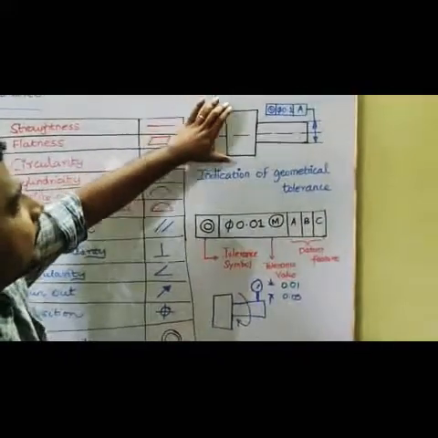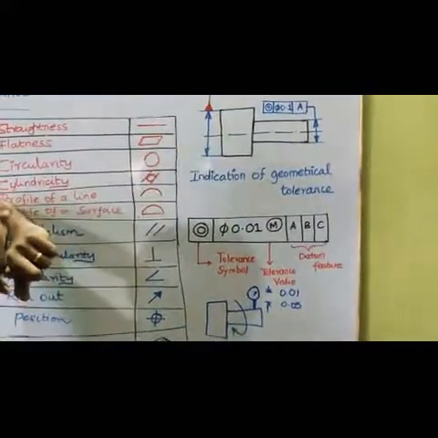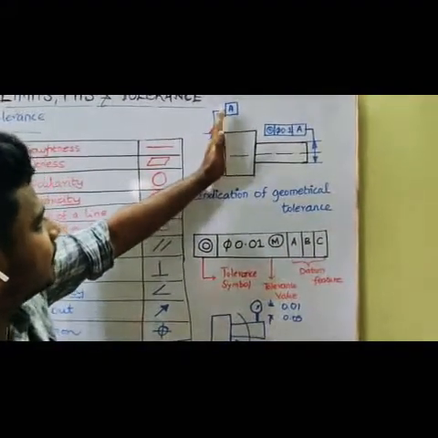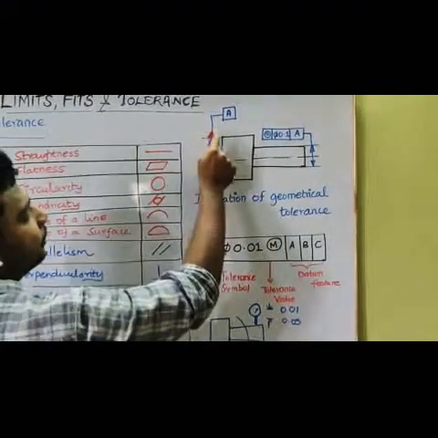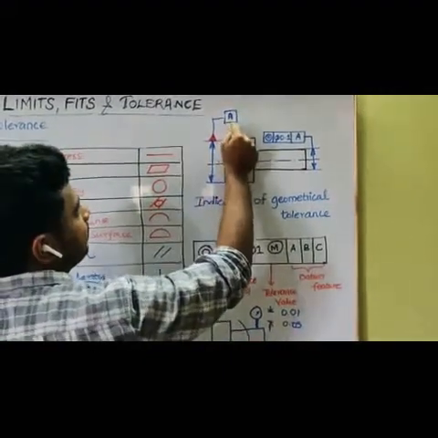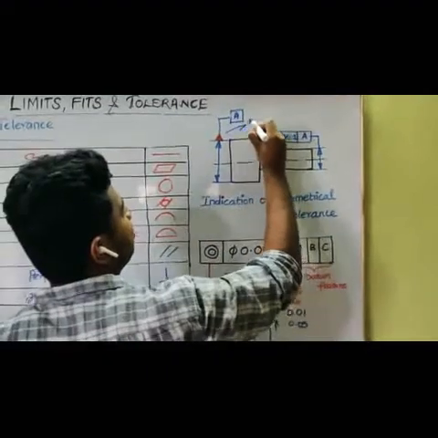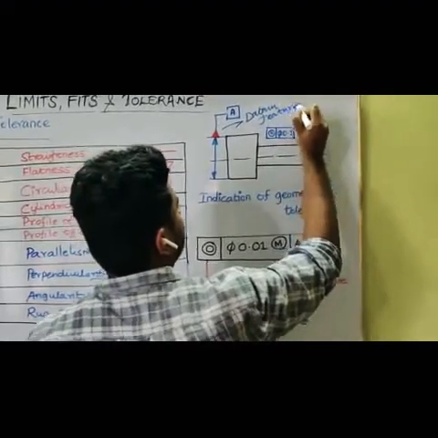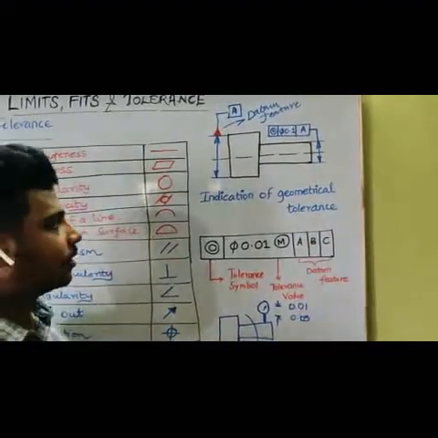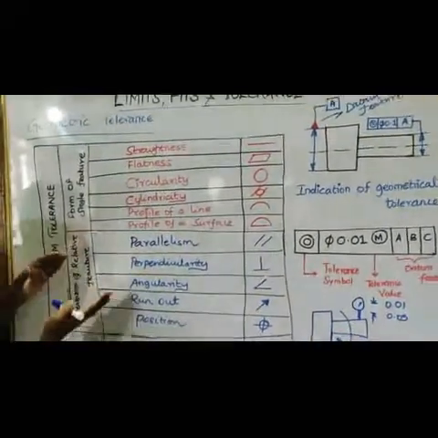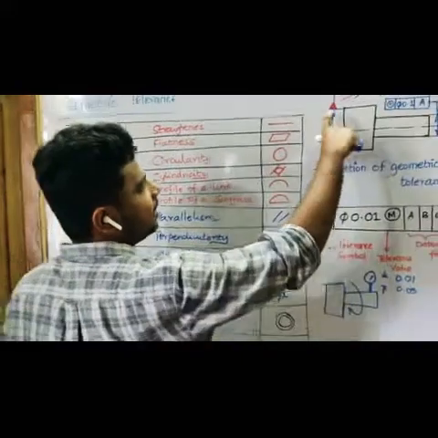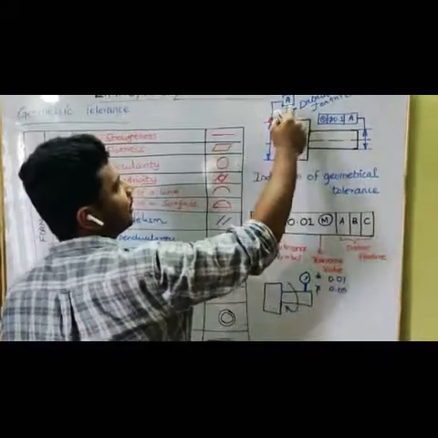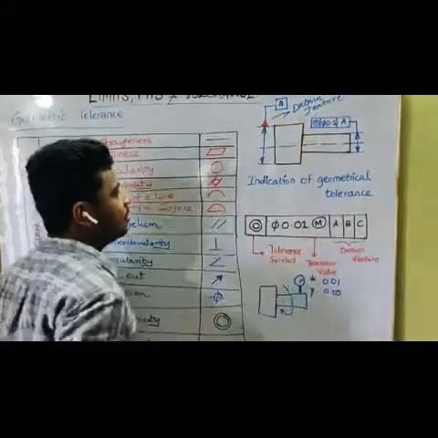For this step shaft, we need to take some reference here. So I am going to take this surface, this edge as a reference. That reference I can mention by using an upper triangle and indicate that surface as A. This is called a datum feature. The reference that I am taking for any relative feature, that feature is called a datum feature, which I have mentioned by using an upper triangle with symbol A, right?